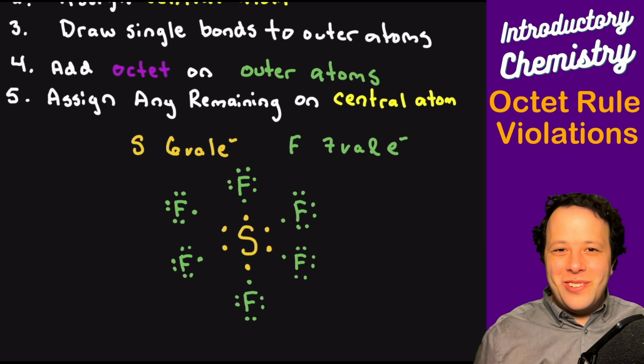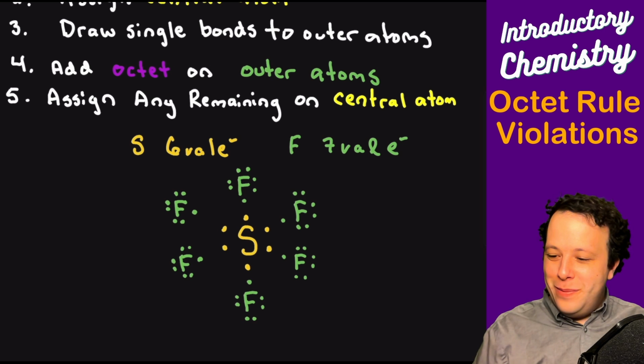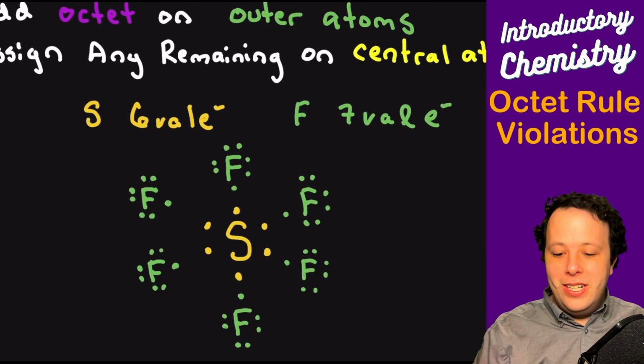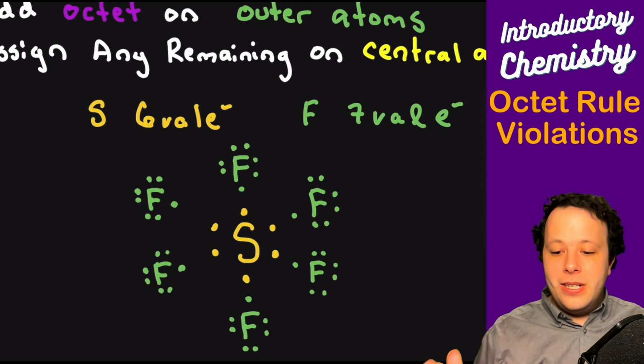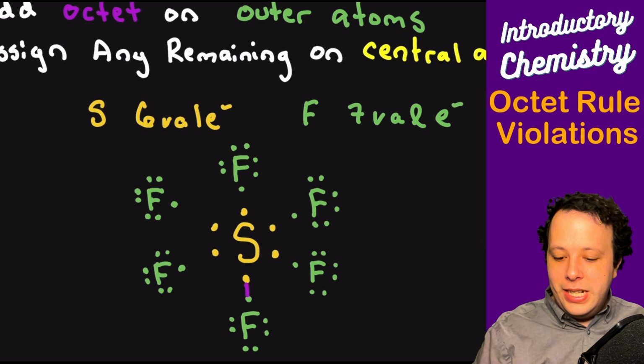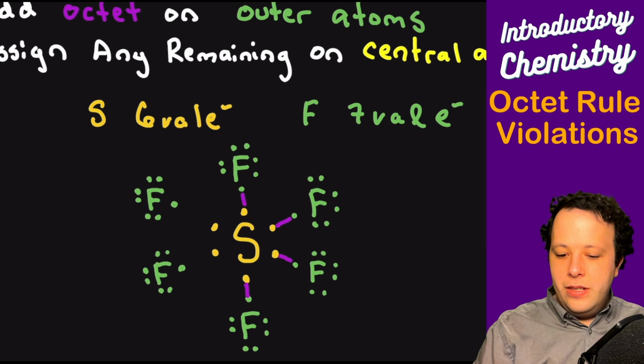Okay, I drew that really quickly for us. That way it saves a little bit of time. One thing you notice, I assigned all the valence electrons for each element here. So we have 6 yellow dots for sulfur, 7 green dots for each fluorine. Now we're going to connect them all with a single bond, just like so. We see that they're all connected.